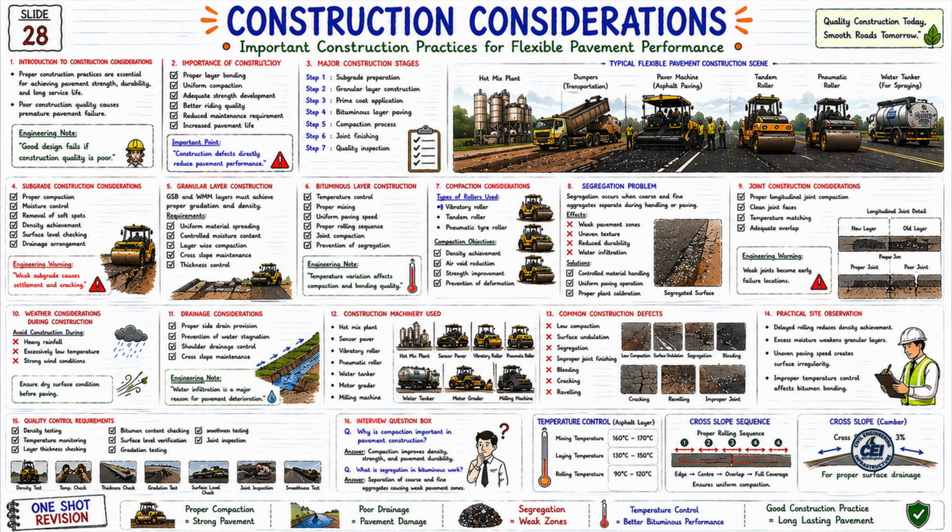Let's look at one short revision at the bottom. Proper compaction. Strong pavement. Poor drainage. Pavement damage. Segregation. Weak zones. Temperature control. Better bituminous performance.